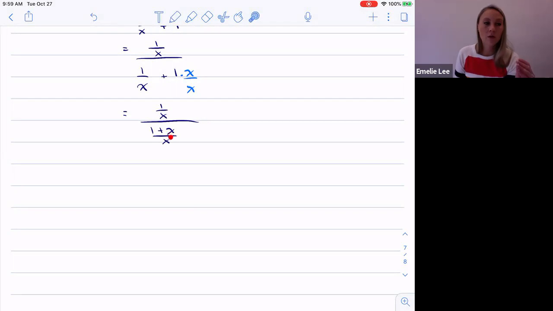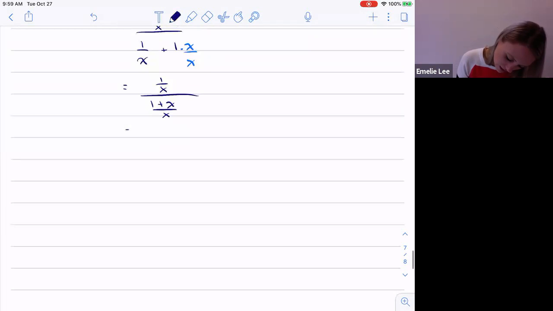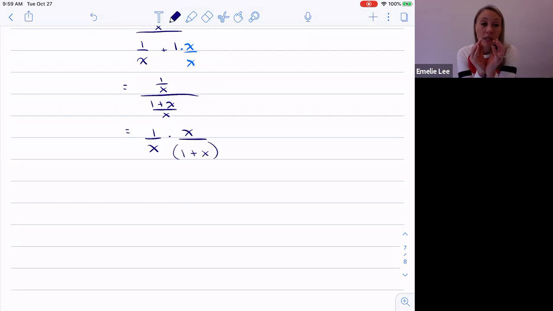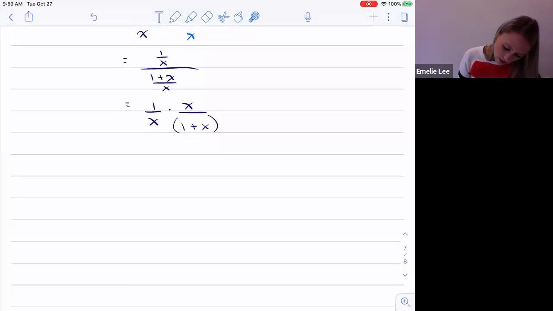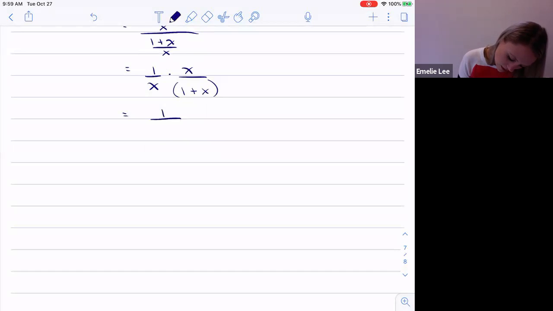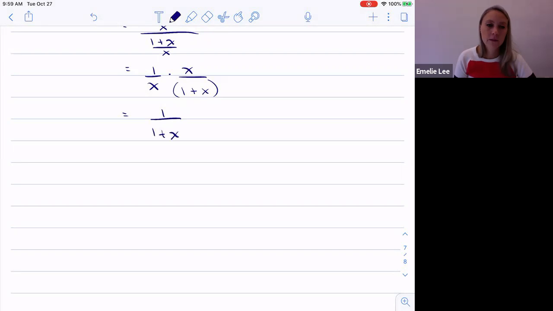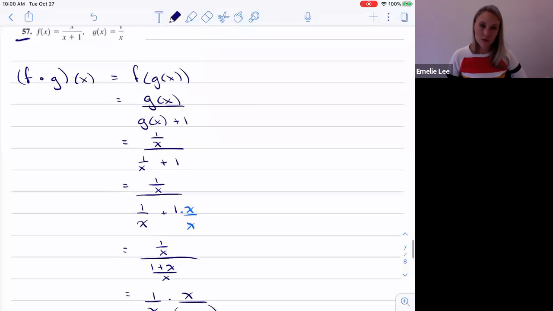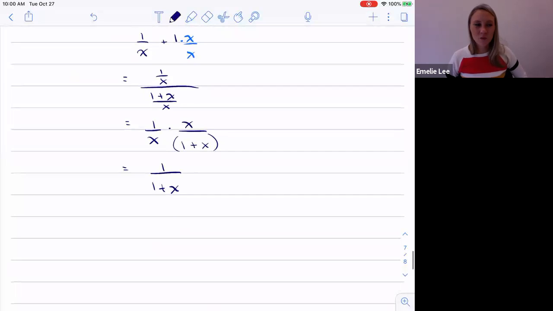Now I've got a fraction over a fraction, which I can flip and multiply. And so I get 1 over x times x over 1 plus x. Put those in brackets just to show that they're one thing. Multiplying here, x over x is going to cancel out, so I'm just left with 1 over 1 plus x. So that's my new function, f composed with g of x. So it gets worse before it gets better when we're simplifying these fractions.